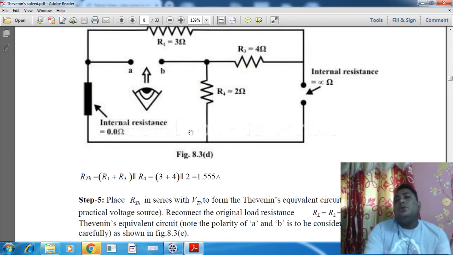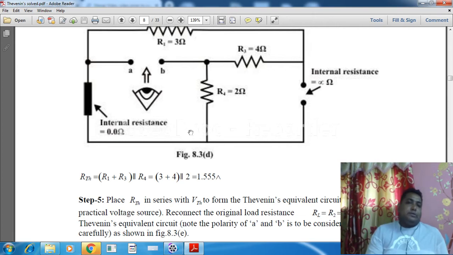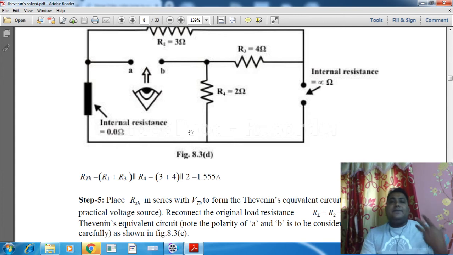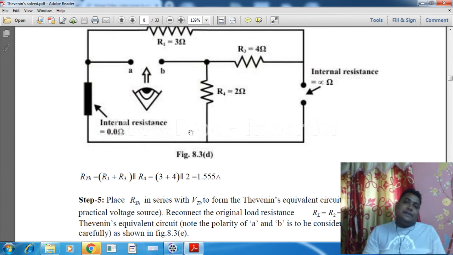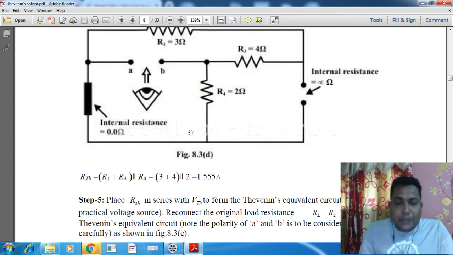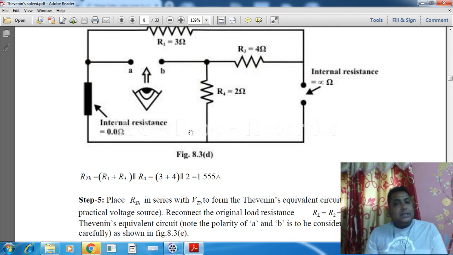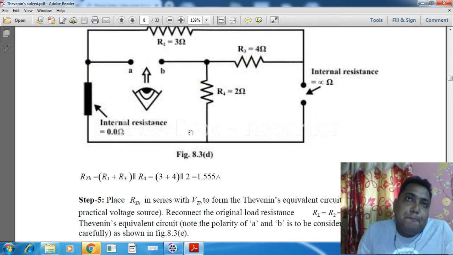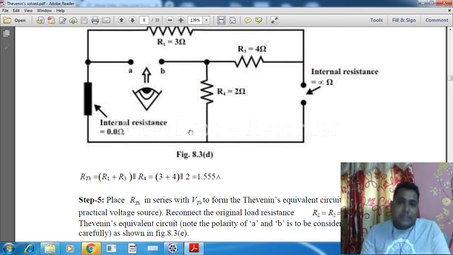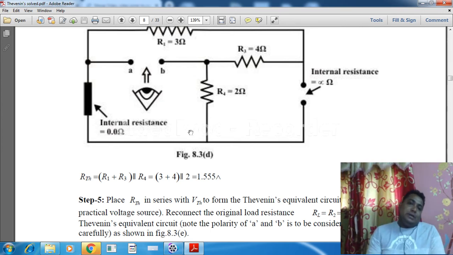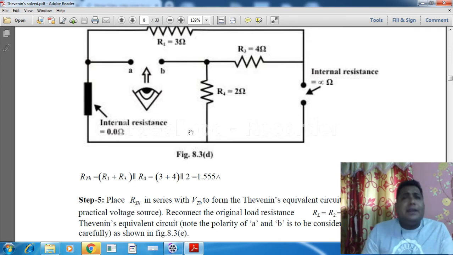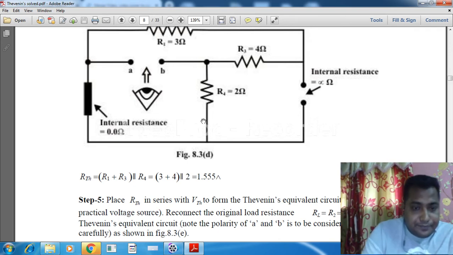So now we know VTH, we know RTH, and we have to sum up. The value of VTH, the voltage value, will act as the equivalent voltage source. The value of RTH will act as the equivalent resistance, and we have to connect the load resistance that we initially disconnected from the circuit. All three components should be connected in series, and simply we can find out the load current.